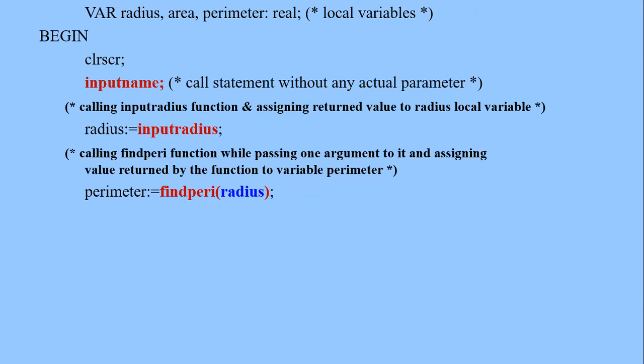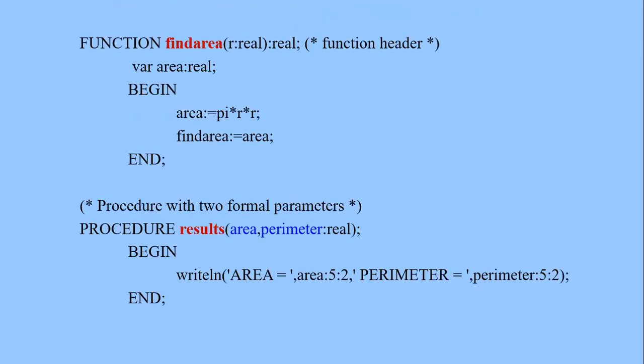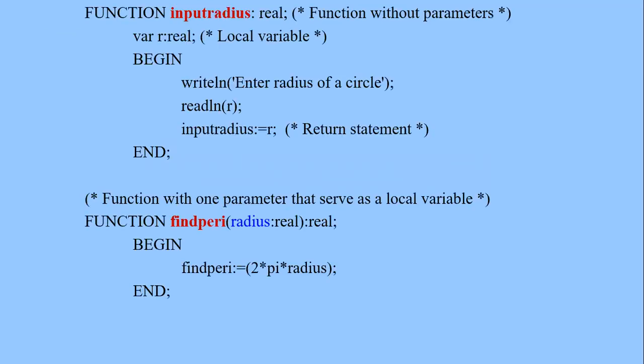So once this statement is invoked, the compiler or the processor will pick the content of memory location called radius and send it to the function called find Perry as a parameter. So let's see find Perry. So here is find Perry. This is the function, find Perry. It is receiving one parameter, one value, which is of type real. And that value is being stored locally here by a parameter called radius.